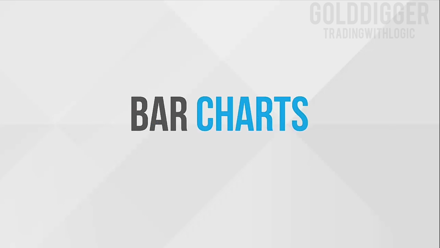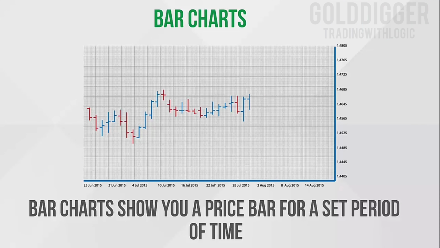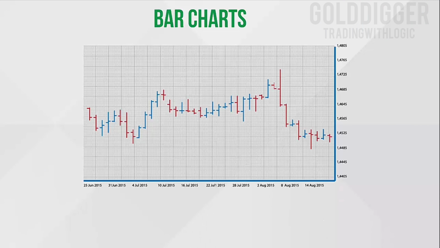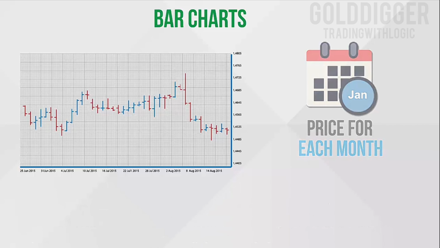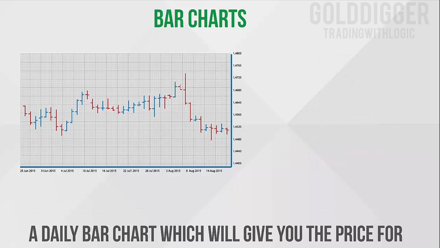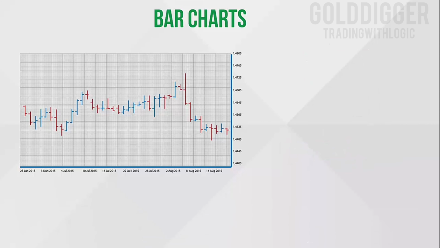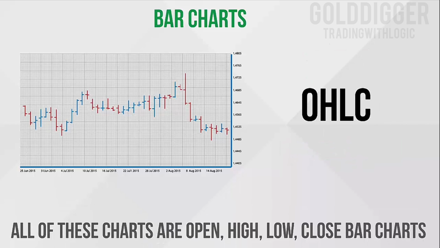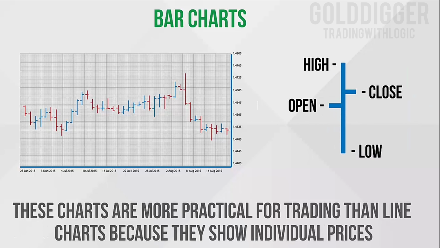Bar charts. Bar charts show you a price bar for a set period of time. You can choose a monthly bar chart, which will give you a price for each month, a daily bar chart, which will give you the price for the day, or a 4-hour chart, which will give you the price for each 4-hour period of time. All of these charts are open, high, low, close bar charts, OHLC charts. These charts are more practical for trading than line charts because they show individual prices.